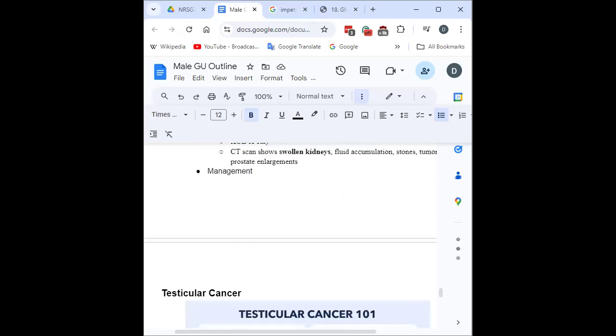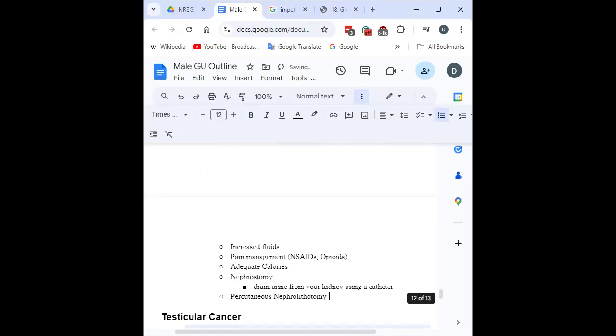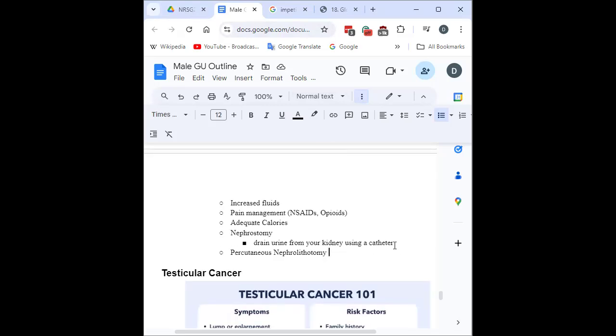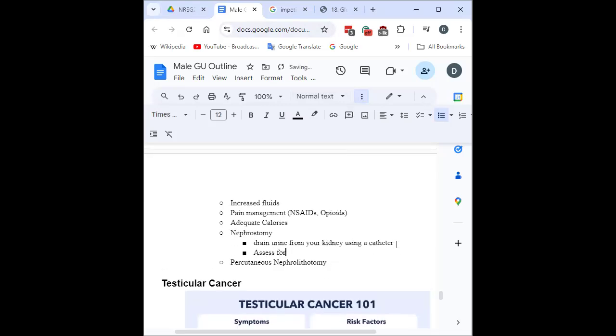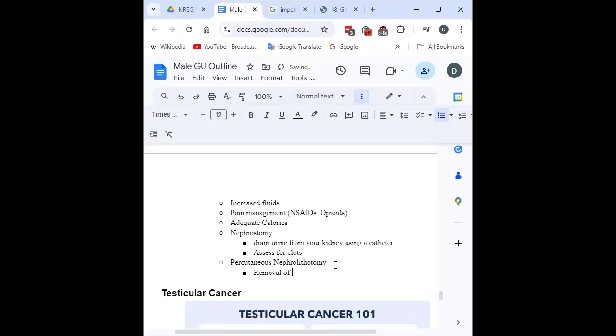And in the management, you can imagine that you have an infection, you're going to treat it with antibiotics and stuff. Pain management, you're going to potentially have a nephrostomy tube, which is something that they'll use to allow your ureters and kidneys to rest by having a tube that directly drains the urine from the kidneys, and you're going to assess for clots there. Just that's something that can happen. And percutaneous nephrolithotomy, which is removal of stones through surgery.